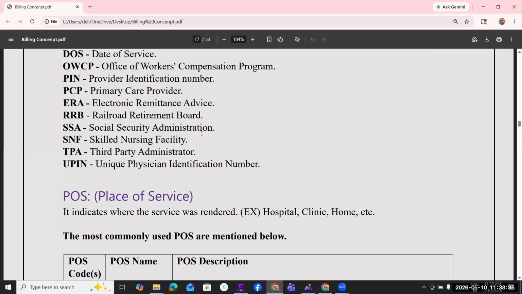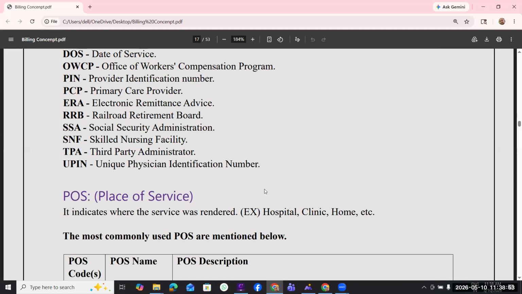SSA, Social Security Administration. SNF, Skilled Nursing Facility. TPA, Third Party Administration. UPIN, Unique Physician Identification Number. So these are all abbreviations generally used in medical coding, billing, or AR work. So please remember these points.